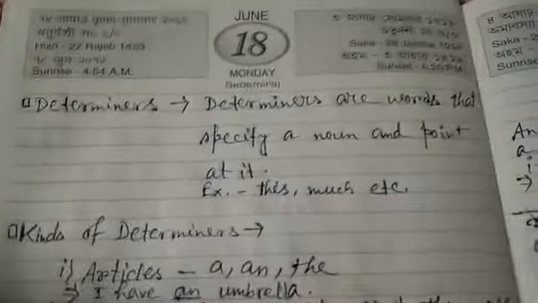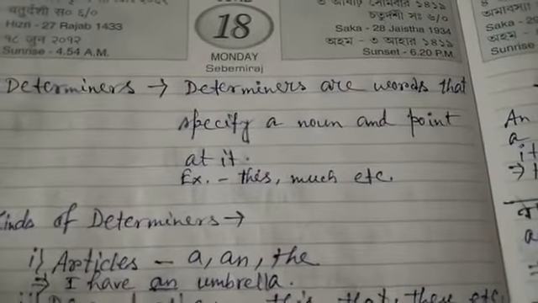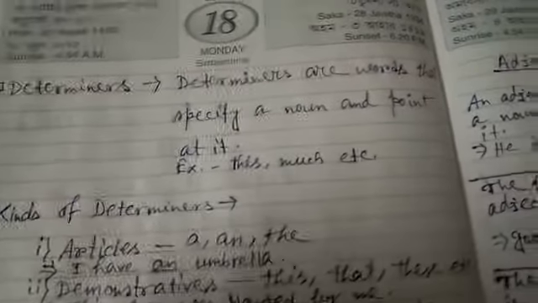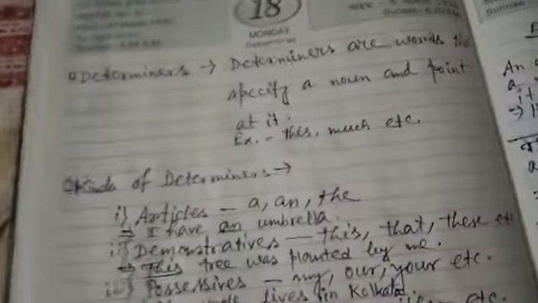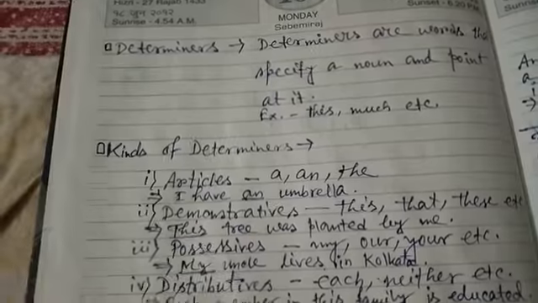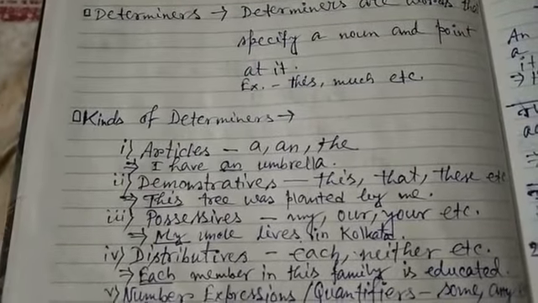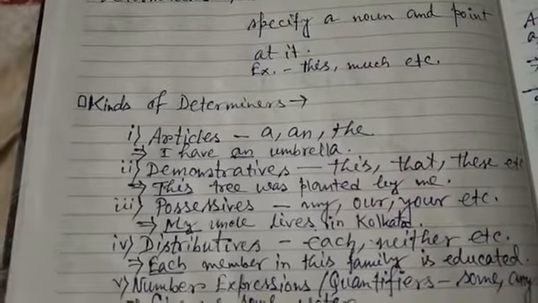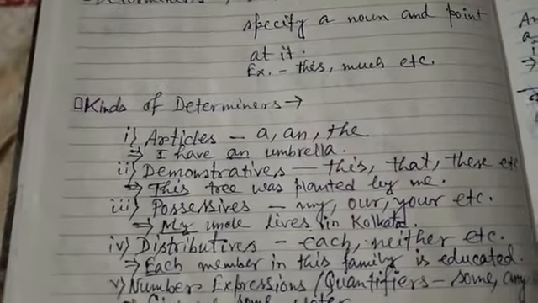Determiners. Determiners are words that specify a noun and point at it. Example: these, much, etc. Now, kinds of determiners. Number 1, articles: a, an, the. Example: I have an umbrella.